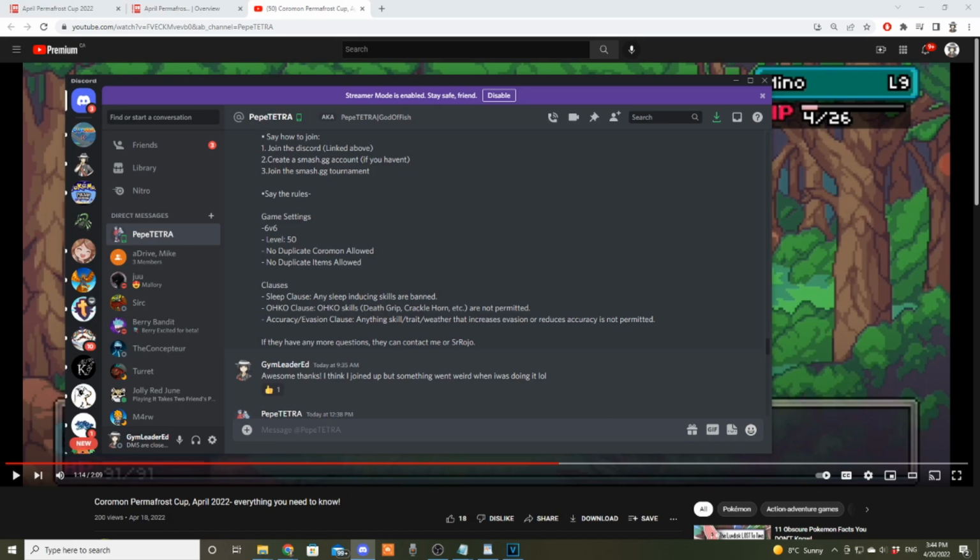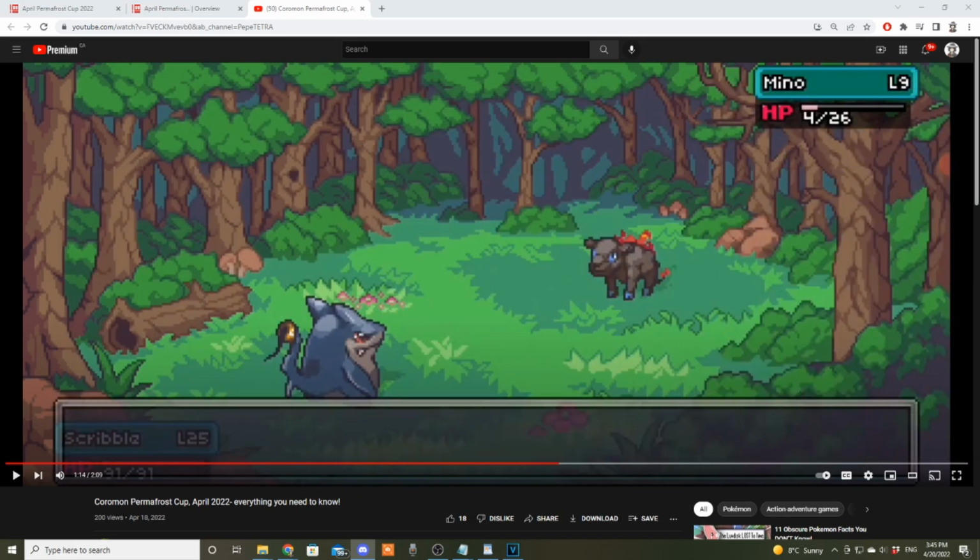which is what you're really going to need to know, right? So it's 6v6, level 50, no duplicate Coromon allowed, no duplicate items allowed, sleep clause, no sleeping moves, one-hit KO clause, no one-hit KO moves, and no accuracy or evasion decreasing moves. So basically, increasing slash decreasing. So no increasing evasion, no decreasing your enemy's accuracy. And then if they have any more questions, just contact SR Rojo. So that's basically the gist.